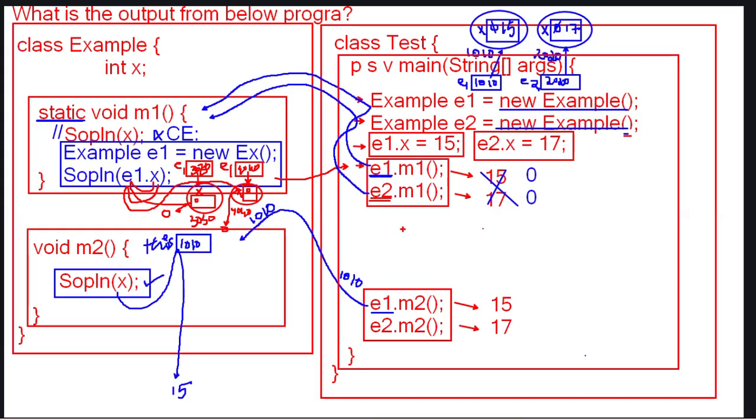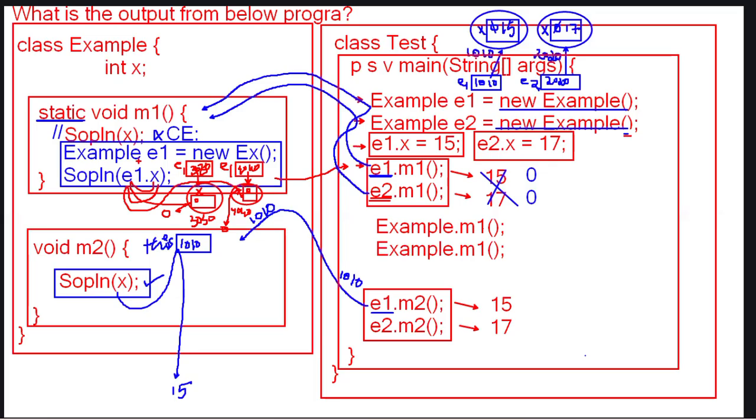Then what is the right way of calling static method by using class name? Example.m1 and again what? Example.m1. Any number of times you call, you have to use what? Class name dot. So this is the right way of calling static method, because calling static method by using object is waste, because object reference is not passed and the current object is not used inside M1. Everyone understand the first point?